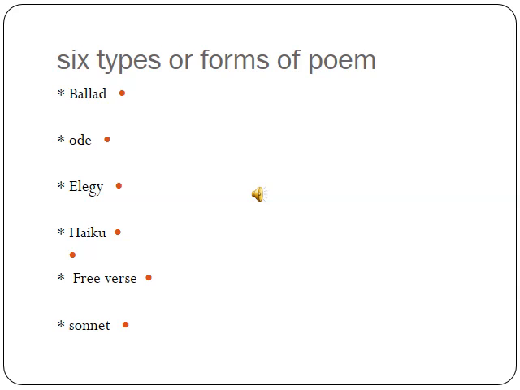Of course, you are wondering or asking yourself, what are they? And what's the meaning of this? Inshallah, in the next slides you will know the meaning of ballad, ode, elegy, haiku, free verse, and sonnet. So that's all. There are many types or forms of poem, by the way, but I just chose the 6. I felt they're much more important than the others.